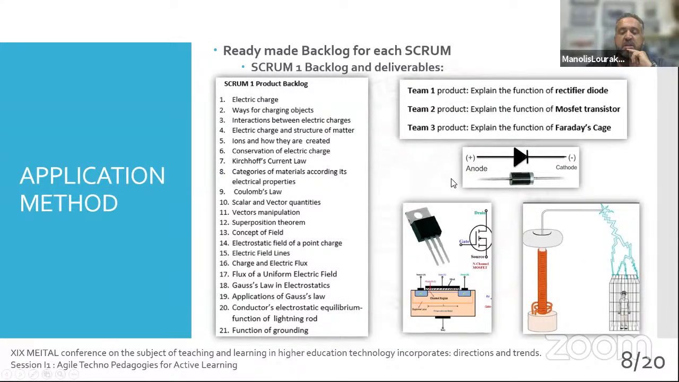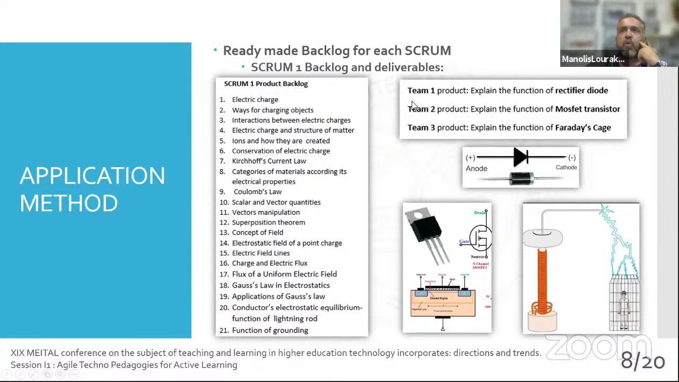One thing we decided to do, and it proved helpful, is that in the initial phase, in the sprint planning meeting, we provided the students with a ready-made backlog, because the product owner, Professor Petridis, had a course to teach. So you can see here the Scrum 1 product backlog. It's everything about Physics 2, starting from the beginning of the lectures. It's the material of the lecture he was teaching this semester.